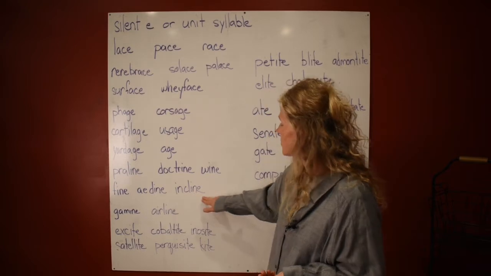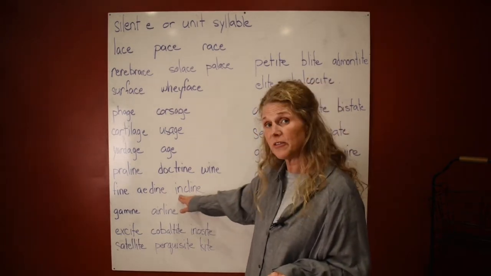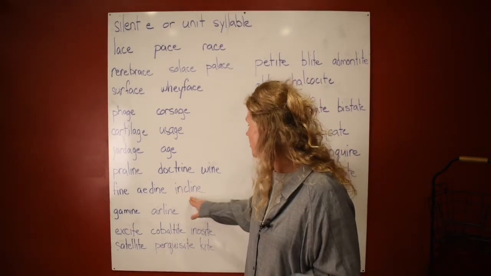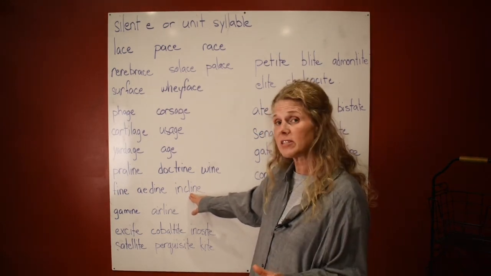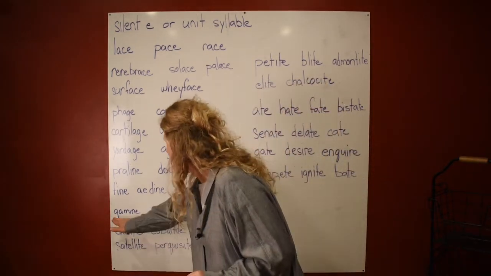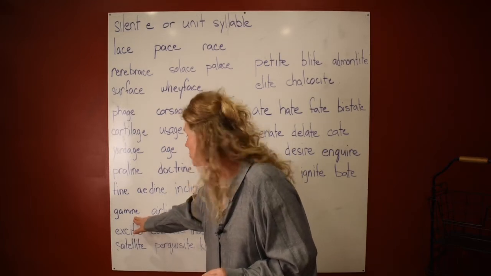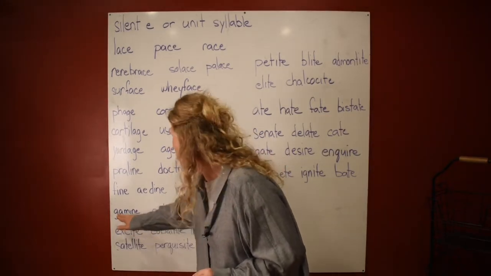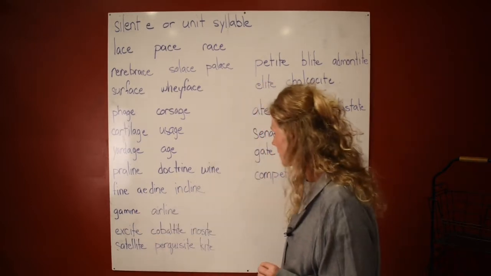Now look at this one. This looks like it could be a unit syllable, but it's not because you have a prefix here. In means not or into. So this will read as a silent E syllable. So you don't even have to guess. That will be an I, incline. No prefix here, so you know that this is a unit syllable. So this says gamine. Or you could say gamin or gamine, but the reading on that one is gamine.